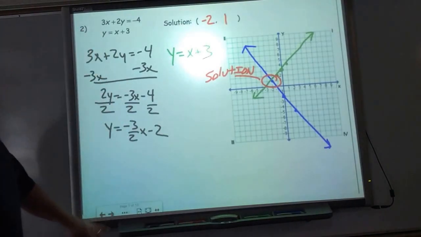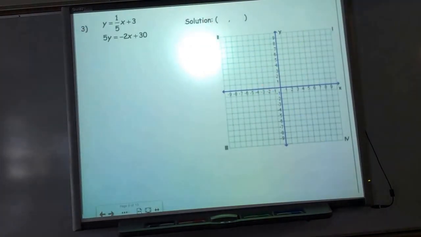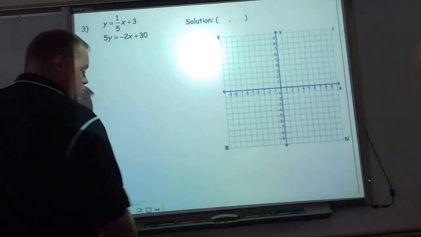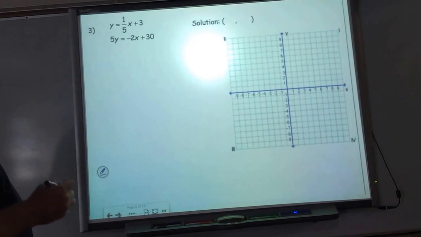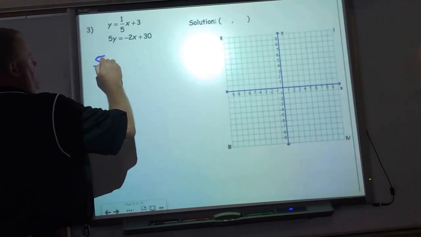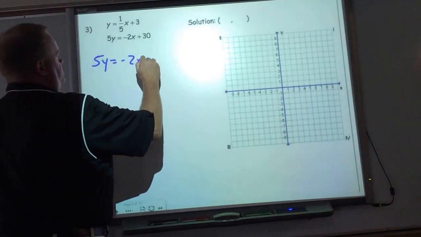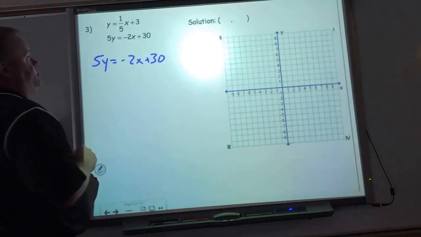Moving on. The next one states y equals 1/5 x plus 3. In the second equation, it's 5y equals negative 2x plus 30. All right, let's go ahead and get this one done. The first one is in slope-intercept form, but we need to solve the second one. I need to solve it.